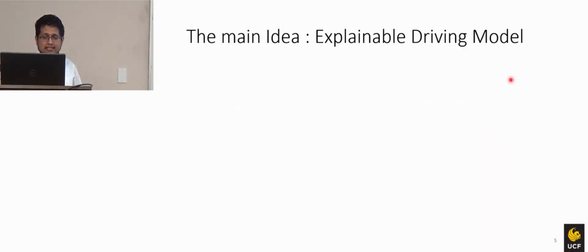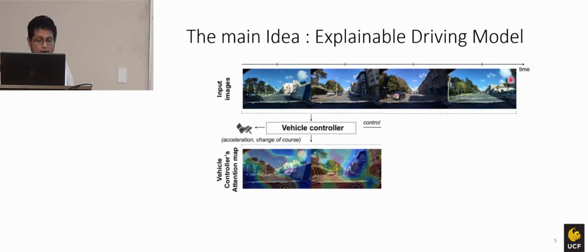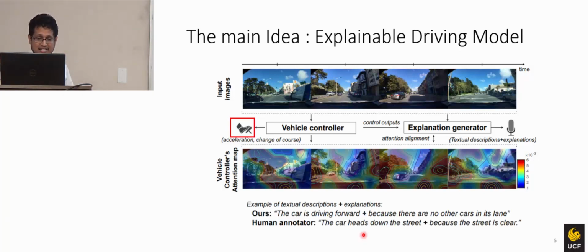So the main idea in this paper is that if we are given some input data over time, there will be a vehicle controller, which will predict its acceleration or change of course based on some attention mechanism. And using that output and the attention, the explanation generator will generate a textual description and explanation of the action. An example of the action, description and explanation can be: the car is driving forward because there are no other cars on this lane that we see in this picture.